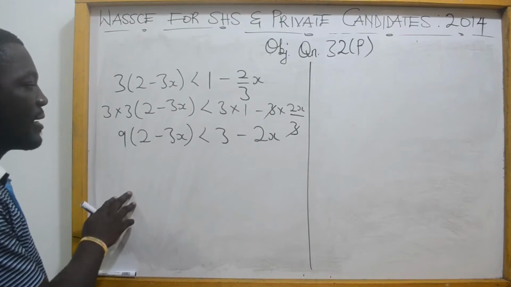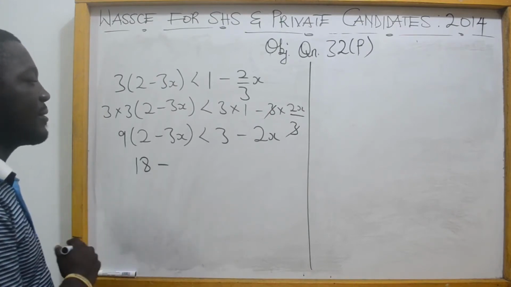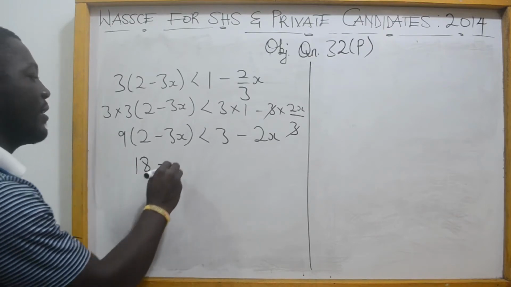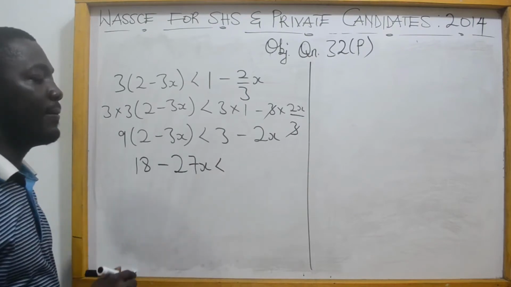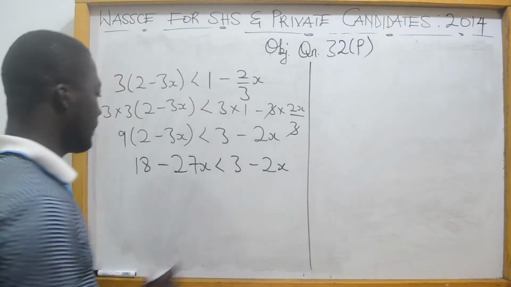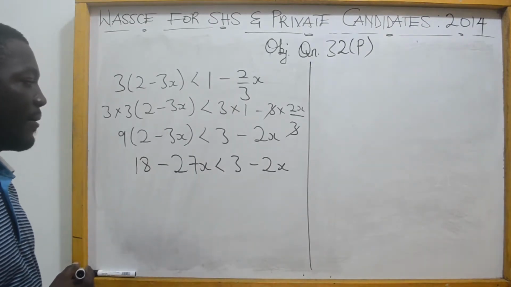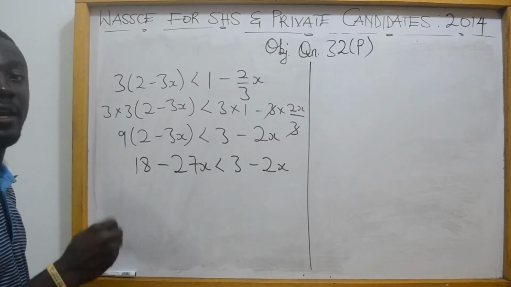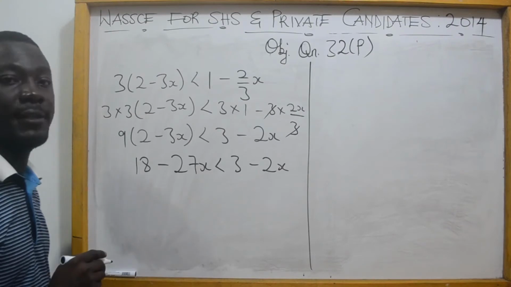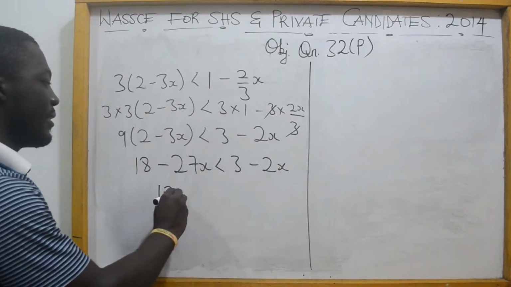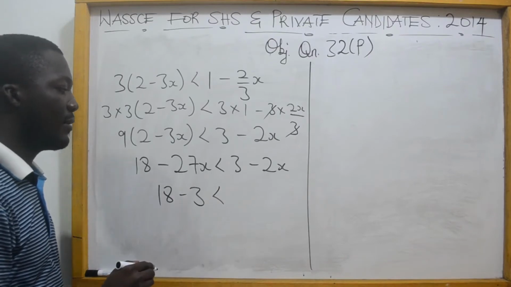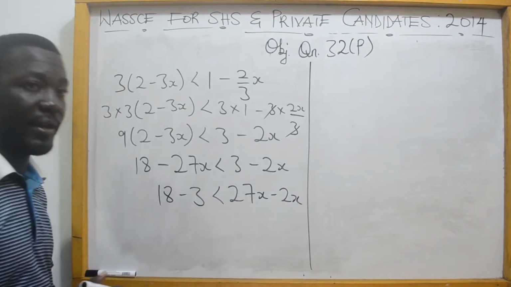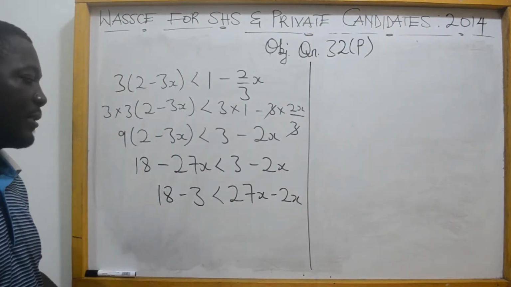9 times 2 is 18 minus 9 times 3 is 27. So we're going to get 27x there less than 3 minus 2x. And again, we group the x's at one side and the constants or the numbers at the other side. And we get 18 minus 3 less than 27x minus 2x. We did some kind of transposition.